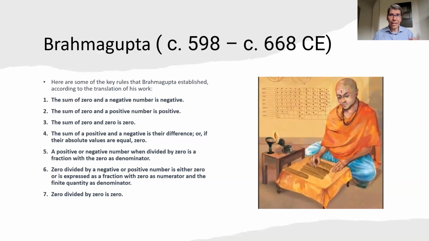What is the division by 0? We are going to go over that in a second. The next rule is that 0 divided by a negative or positive number is either 0 or is expressed as a fraction with 0 as numerator and the finite quantity as the denominator. We also do not accept this as correct anymore.